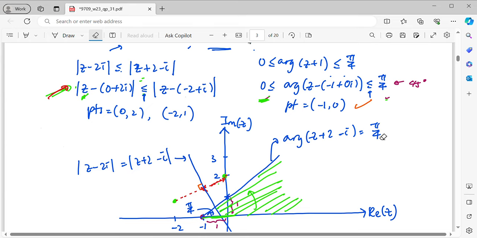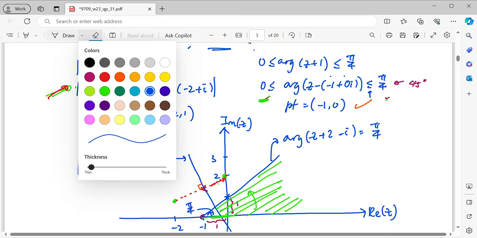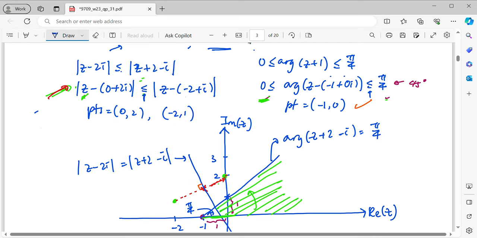Right? So label the 0. Don't forget to label the 0. Okay, so done for the question 2. Now let's move on to question number 3.